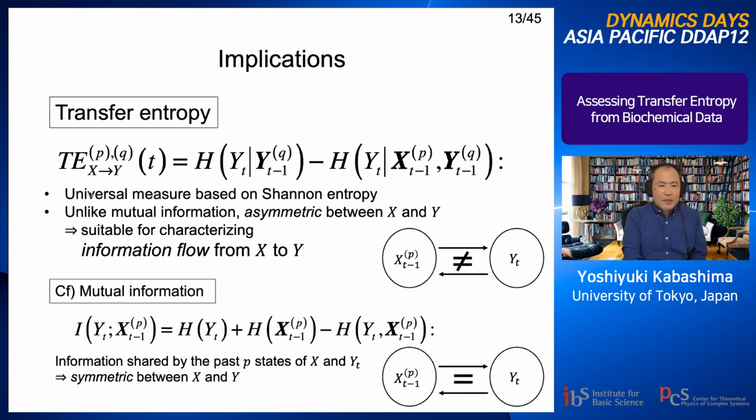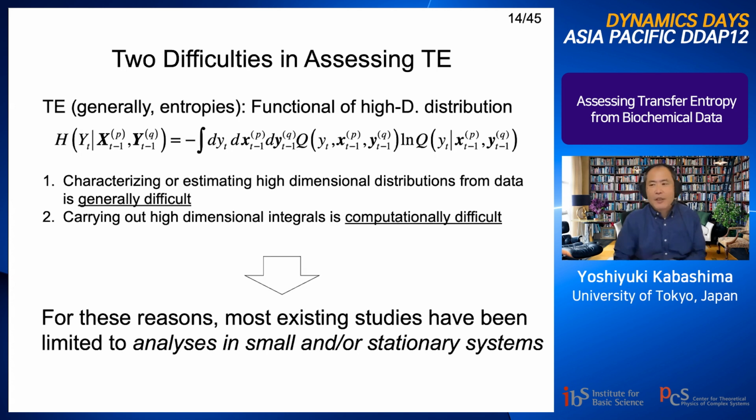And this is a universal measure based on Shannon entropy. Unlike the mutual information, which is defined by this formula, the transfer entropy is asymmetric between X and Y. So this is suitable for characterizing information flow from X to Y. But there are two difficulties in assessing the transfer entropy.